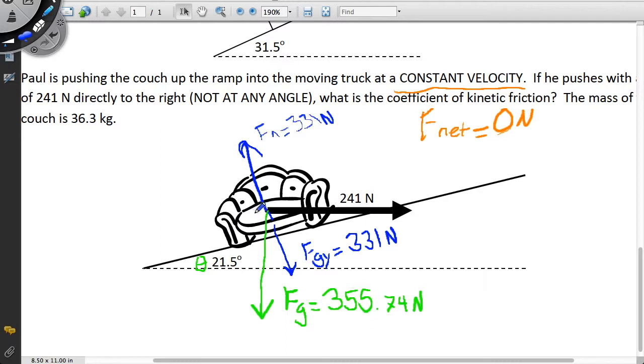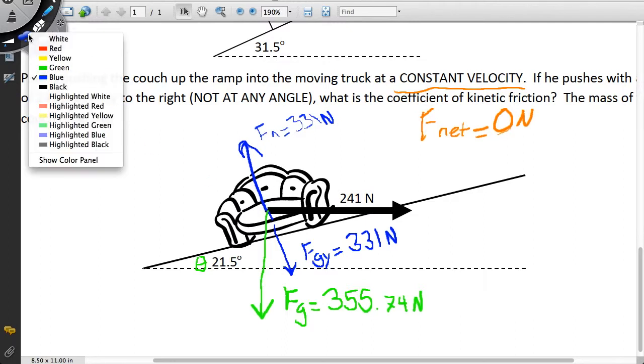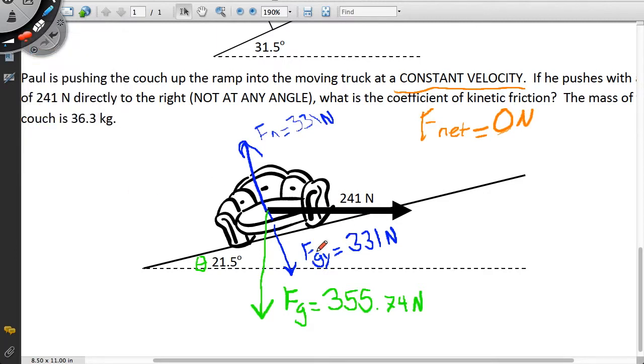So based on this, I should be able to tell a force that is pulling down on the couch. So if you will, the FGX. From this point, I'm going to have a force that makes the couch want to go down. That is my FGX, and my FGX will be equal to 130.38 newtons. And of course, I got my FGX by simply taking the 355.74 and multiplying it by the sine of 21.5.